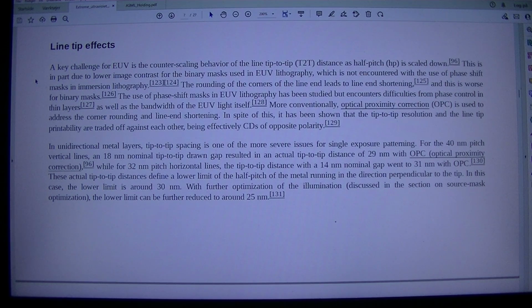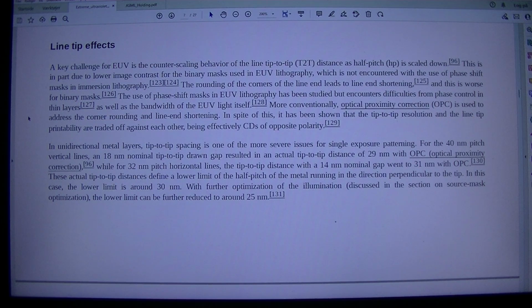[123, 124] The rounding of the corners of the line end leads to line end shortening.[125] And this is worse for binary masks.[126] The use of phase shift masks in EUV lithography has been studied, but encounters difficulties from phase control in thin layers,[127] as well as the bandwidth of the EUV light itself.[128] More conventionally, optical proximity correction, OPC, is used to address the corner rounding and line end shortening.